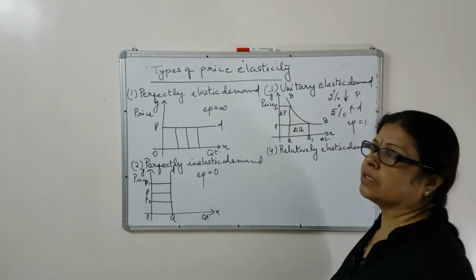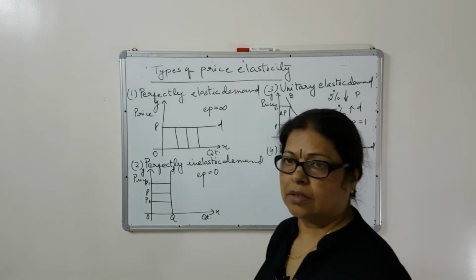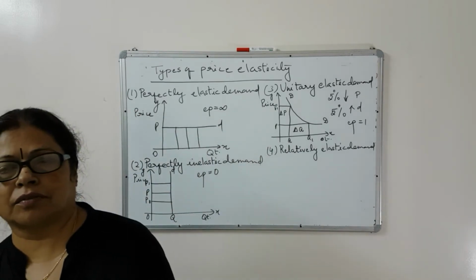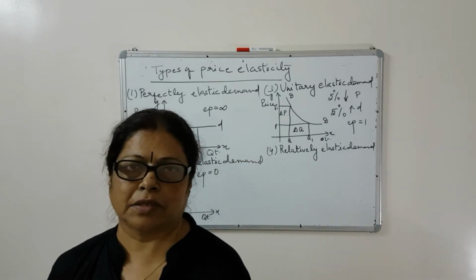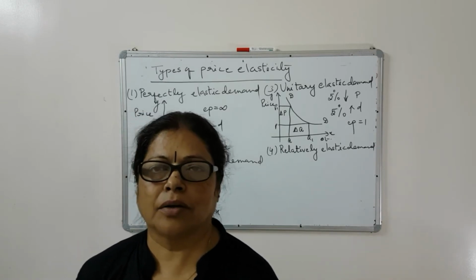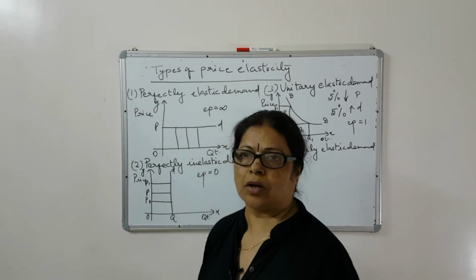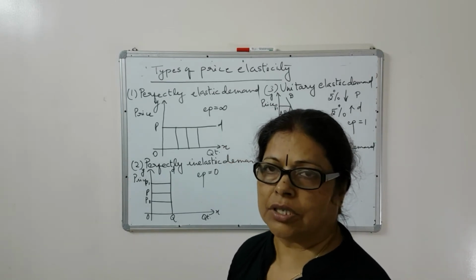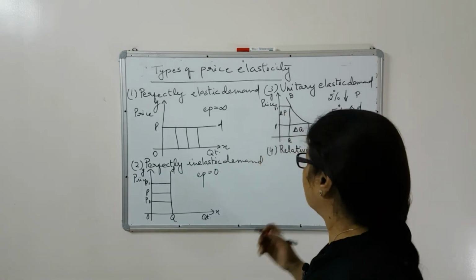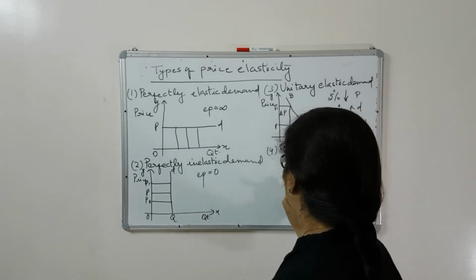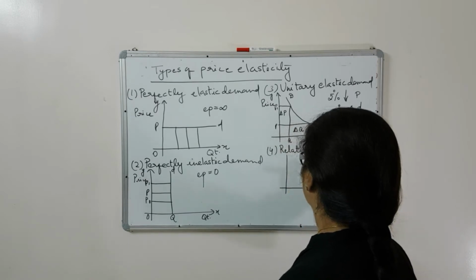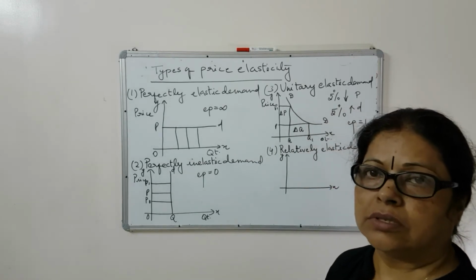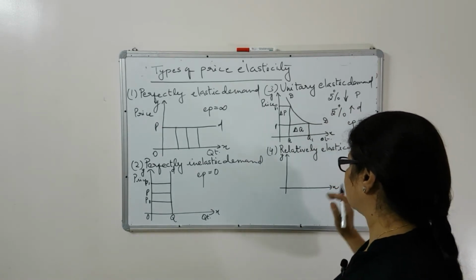Here it is applicable in case of luxury goods. Suppose a branded shirt. Suppose Color Plus t-shirts are available at 10% less price, then automatically the demand for those t-shirts will rise, because those people who are interested in wearing branded t-shirts will certainly buy. So relatively elastic demand is applicable in case of luxury goods. Smart TVs, smartphones, these are all examples of this.